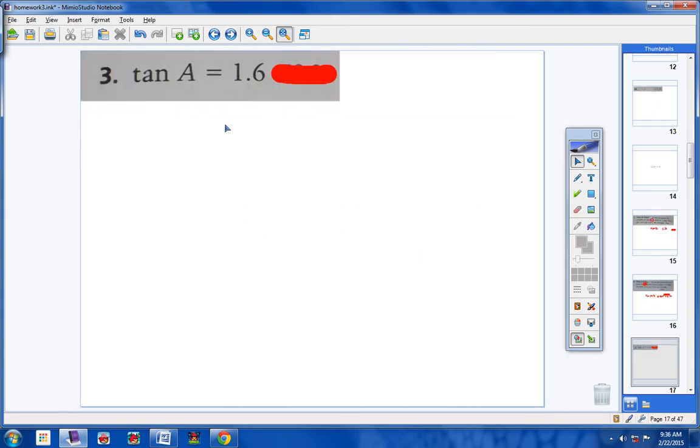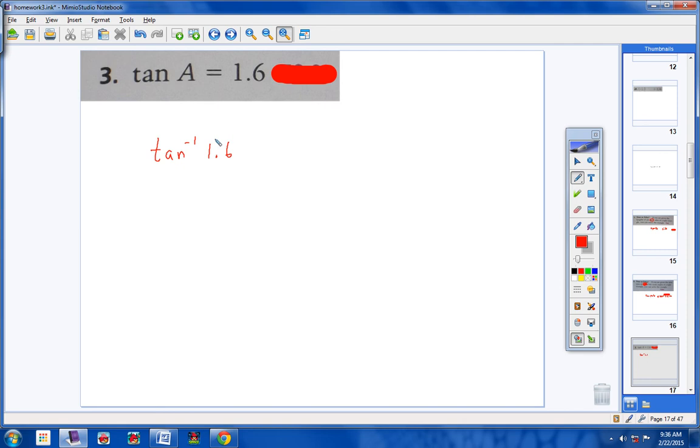Let's continue on. Numbers 3 through 6, the directions say to use a calculator to approximate the measure of the acute angle. Round to one decimal place. So, here we go. Here you're looking for an angle. Please don't miss this, students. You're missing the angle, tangent of an angle. So this is when you use your inverse tangent button. So you would hit tangent to the -1, wherever that is on your calculator, and then 1.6.